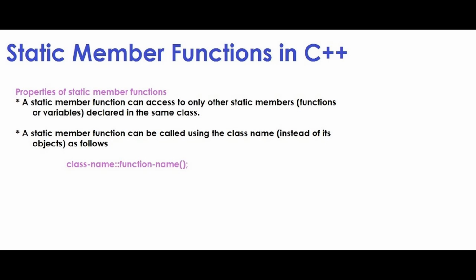So what are the properties? A static member function can access only static members declared in the same class. So these member functions work only on static members and not on other functions and variables. Static functions are used only for static variables. A static member function can be called using the class name.